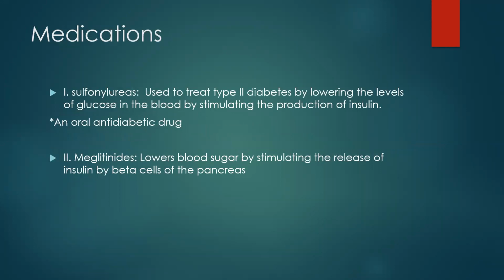Some medications that are used in treating diabetes are sulfonylureas, which is used to treat type 2 diabetes by lowering the levels of glucose in the blood by stimulating the production of insulin. It is an oral anti-diabetic drug.